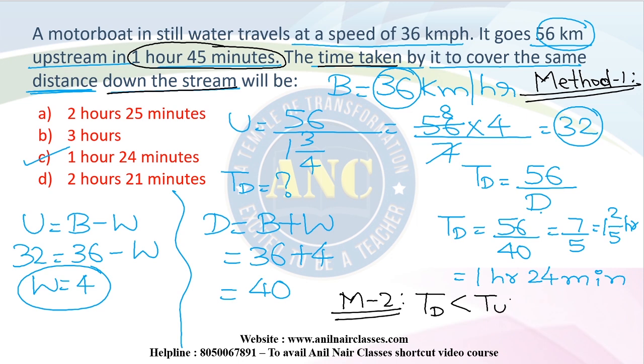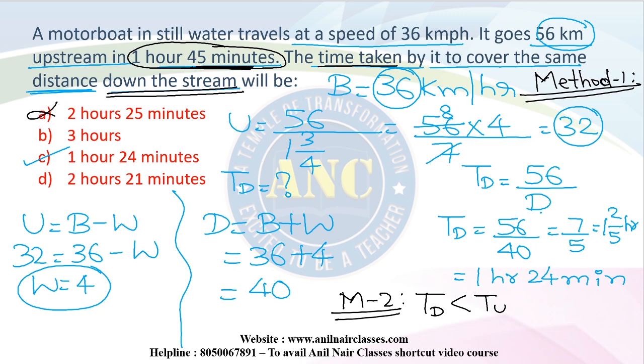If you are traveling on a bike, for example, when you are traveling uphill, you will take a little more time compared to traveling the same route downhill. So upstream time is greater than downstream time, or in other words, downstream time is always lesser than upstream time. In the question, upstream time is 1 hour 45 minutes, and they are asking you to find the downstream time. So downstream time should definitely be lesser than 1 hour 45 minutes.